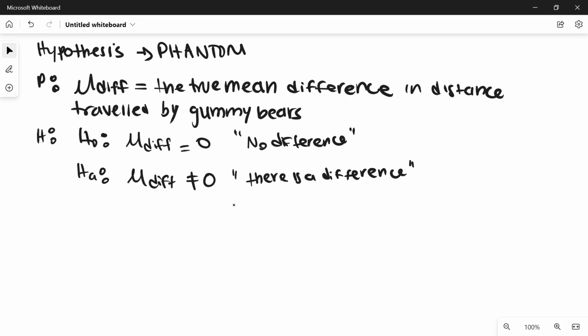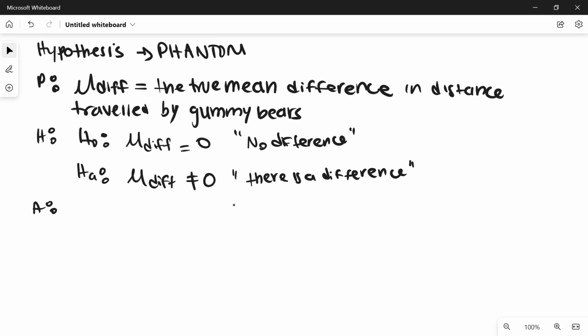All right, so we have hypotheses. When you have an experiment, you make hypotheses or predictions. The original hypothesis is that there is no difference, and we're trying to find evidence about whether there is a difference. The question here would be, is there convincing evidence that there is a true mean difference in distance traveled by gummy bears, or is there convincing evidence that there's not? Anyway, that's our hypotheses, and then we have assumptions.